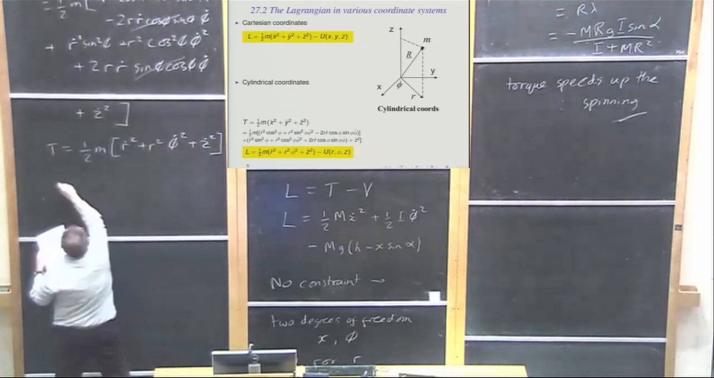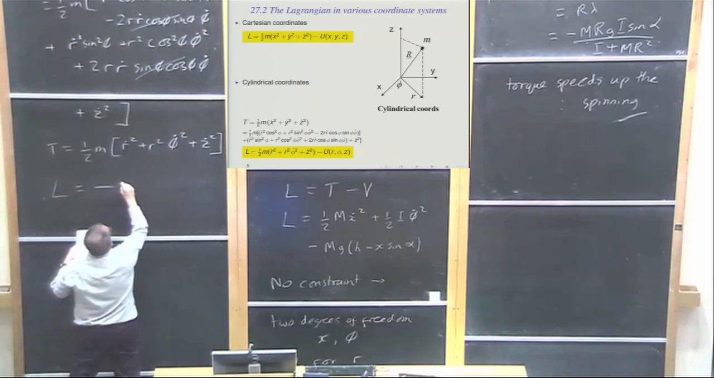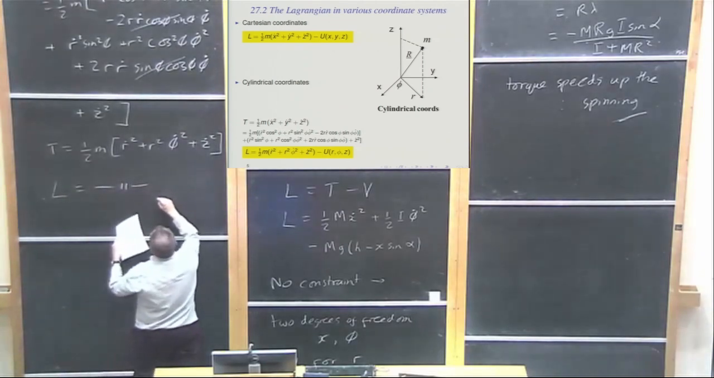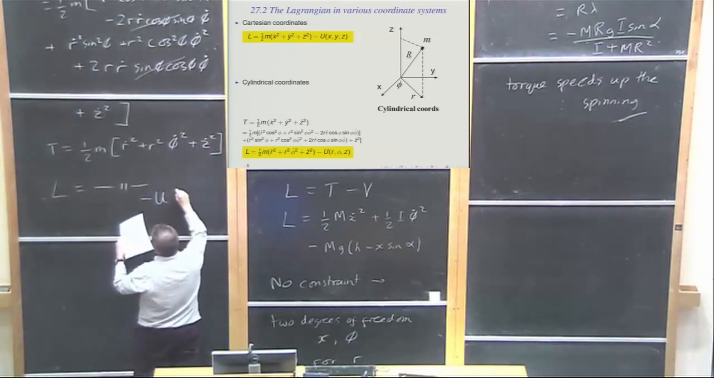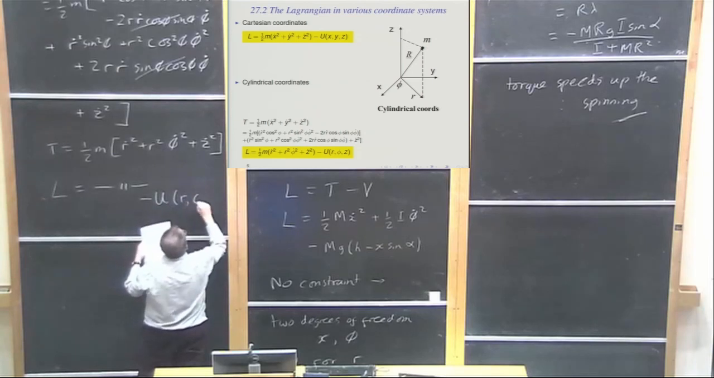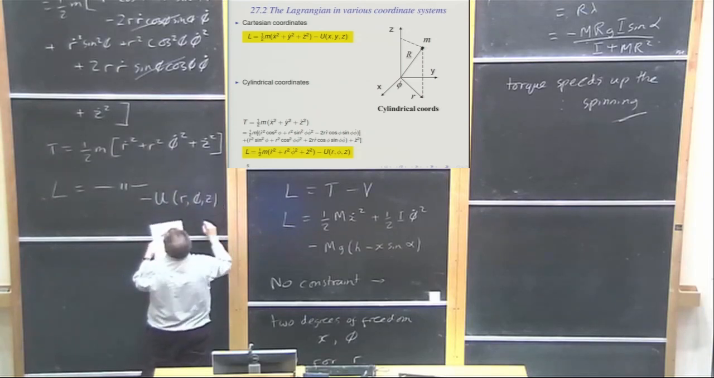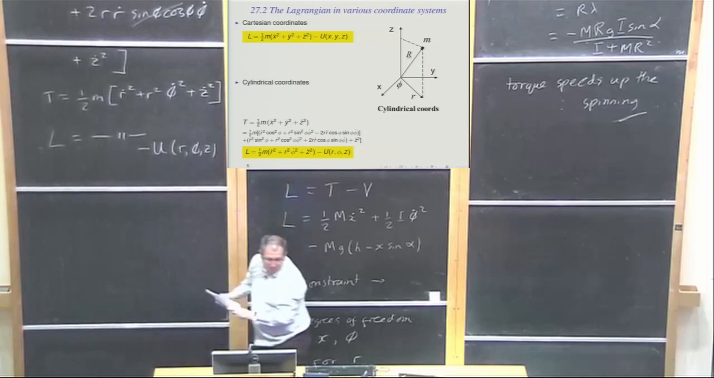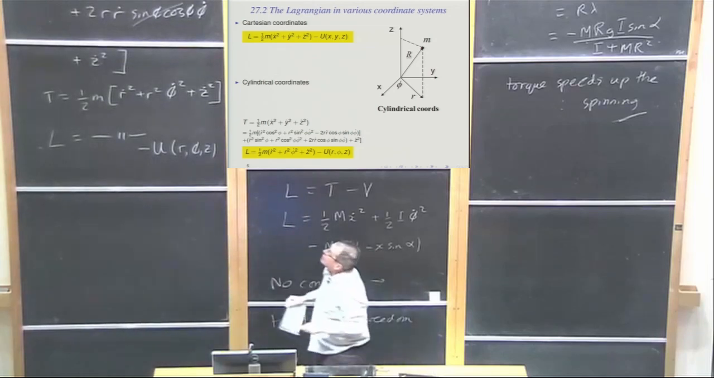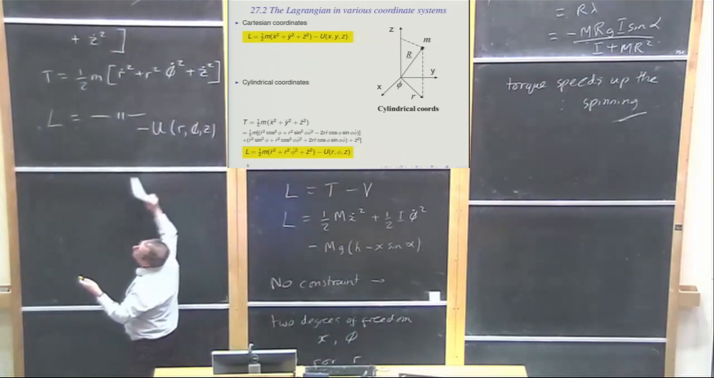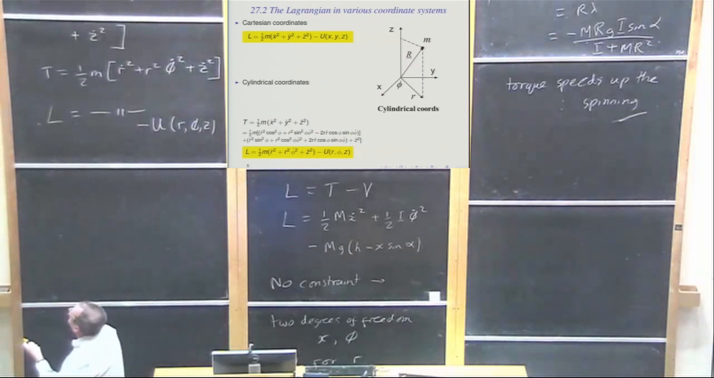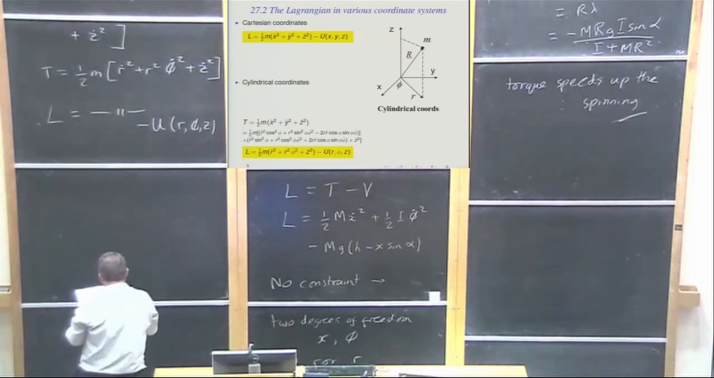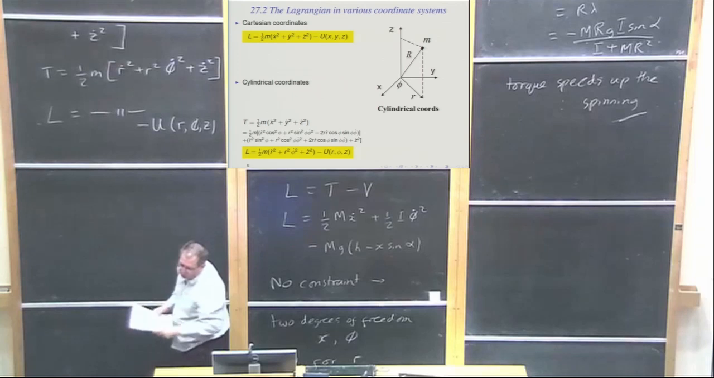And the Lagrangian will be equal to this minus U, which in principle can be a function of r, phi, and z. Okay? So this is the Lagrangian in cylindrical coordinates. I hope that's okay.